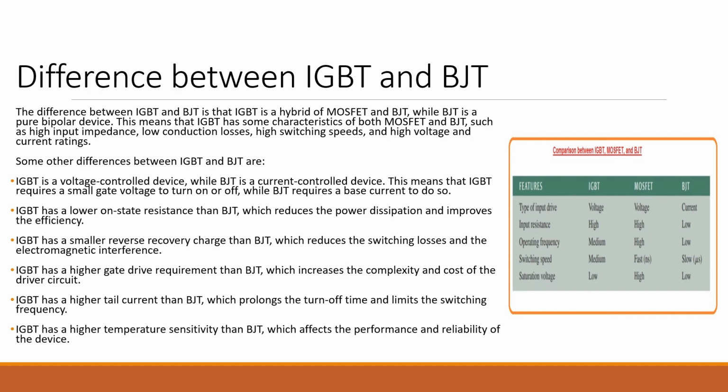IGBT has a higher gate drive requirement than BJT, which increases the complexity and cost of the driver circuit. IGBT has a higher tail current than BJT, which prolongs the turn-off time and limits the switching frequency. IGBT has a higher temperature sensitivity than BJT, which affects the performance and reliability of the device.